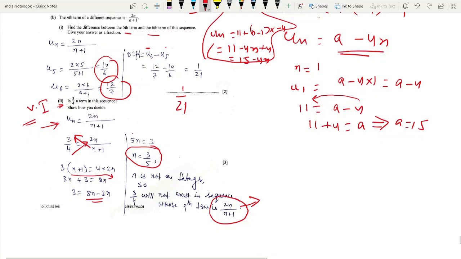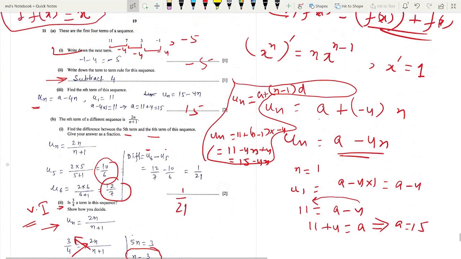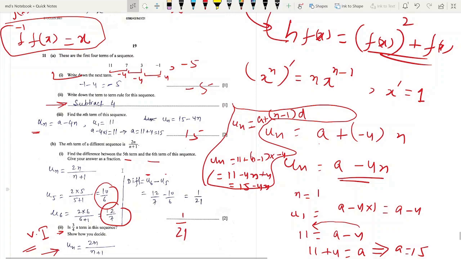Let's check another question. Oh, that's it. So we have completed this full paper. So thank you very much, guys. I hope you understood and you have enjoyed the session, and you understood the way I explained. My intention was not to solve that paper. My intention was to explain all the questions, and with the help of those questions you can revise the topics, and I believe you have revised. So thanks once again.